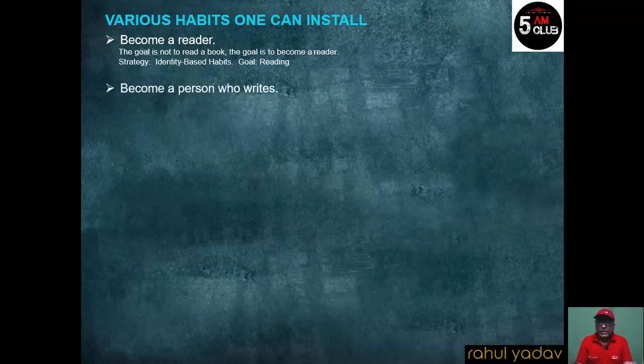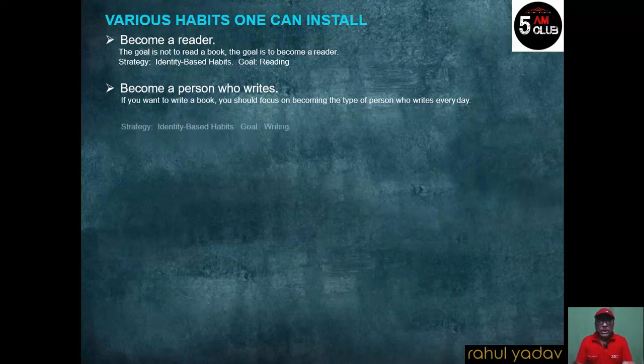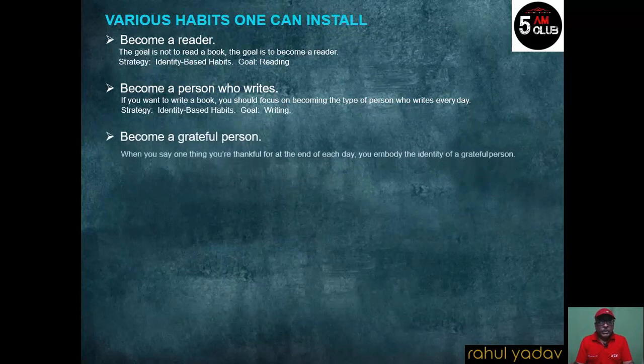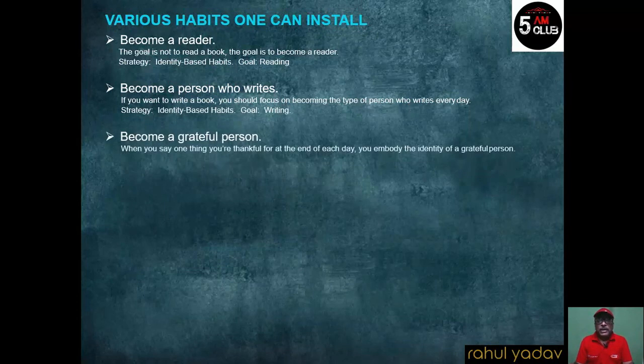Become a person who writes. If you want to write a book, you should focus on becoming the type of person who writes every single day. You don't have to write a book, you have to practice writing every single day. Then only you can write a book. So again, the strategy will be identity-based habits, and the goal is to write every single day. Become a grateful person. When you say one thing you are thankful for at the end of each day, you embody the identity of a grateful person. So here again the strategy will be identity-based habits, and the goal is practicing gratitude so that you can become a grateful person.